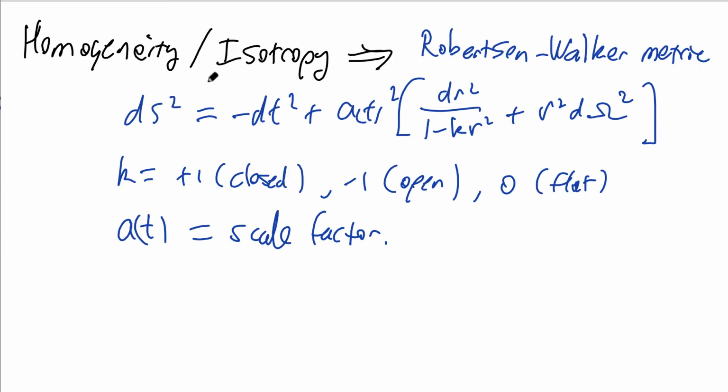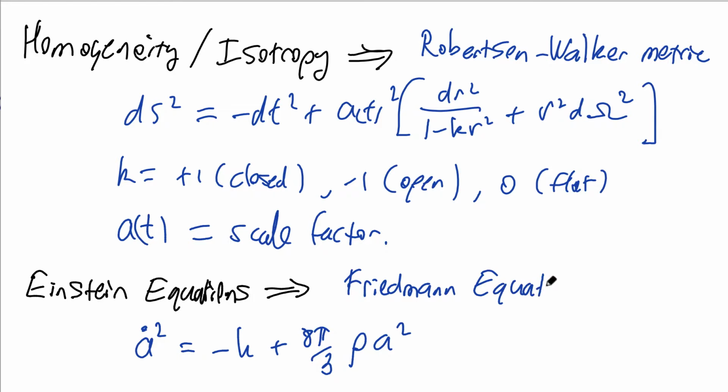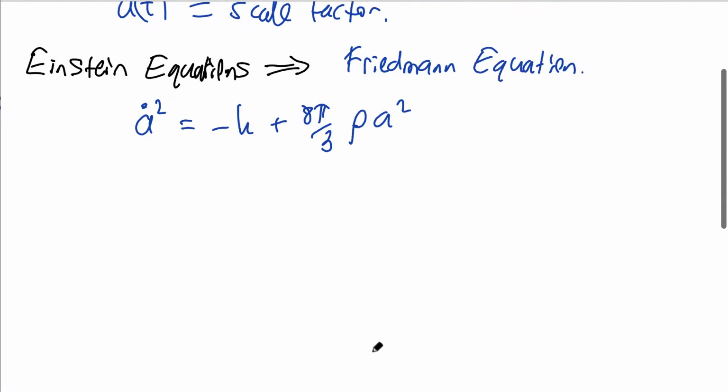Now when we apply the Einstein equations to the Robertson-Walker metric, we obtain an equation for the scale factor, which is a dot squared equals minus k plus 8 pi over 3 times rho times a squared. And this is the Friedmann equation. Where rho is the total energy density.